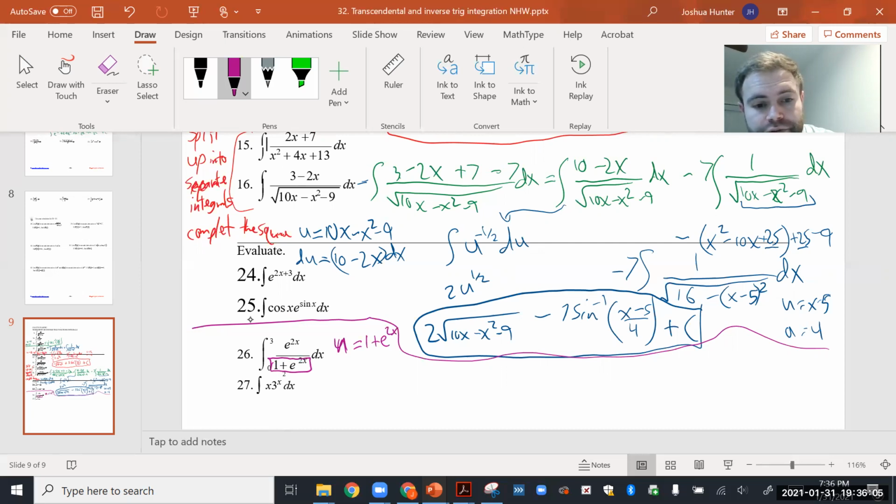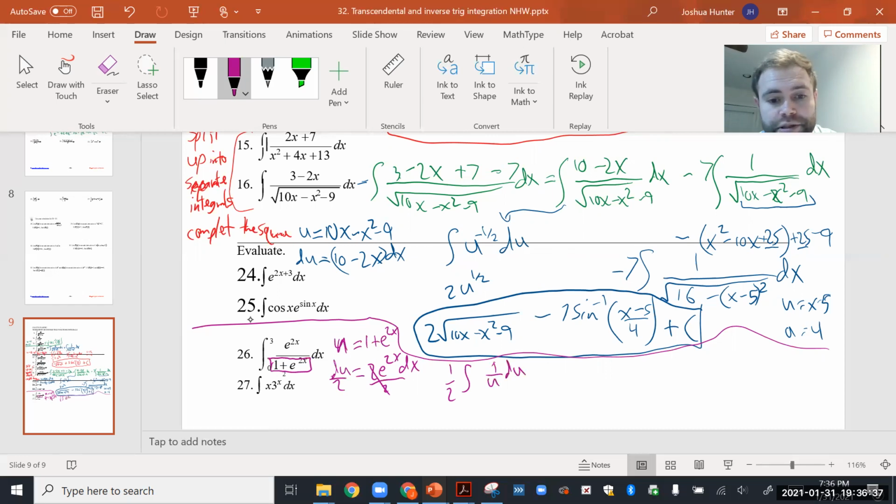And then the derivative of that: the derivative of 1 is 0, and the derivative of e to the 2x will be 2e to the 2x dx. Well, we have e to the 2x dx, so I'm going to divide that by 2. So e to the 2x dx will be replaced by 1/2 du. So it will be 1/2 the integral of, replacing the entire bottom with u and the e to the 2x dx with du, 1/u du.